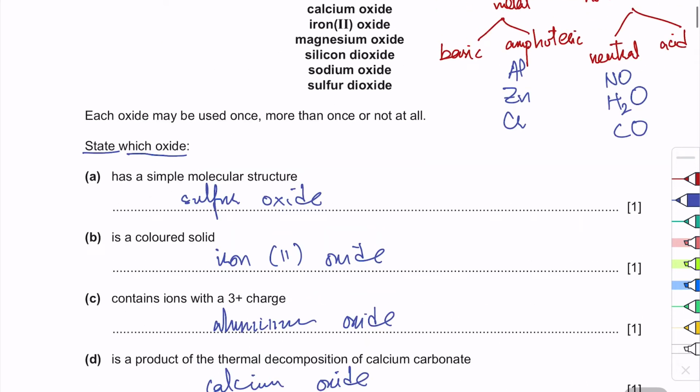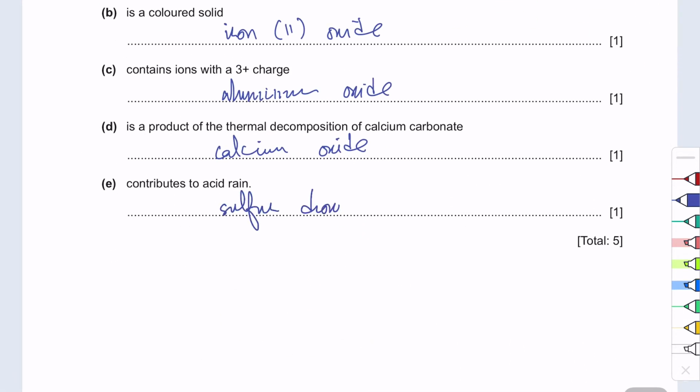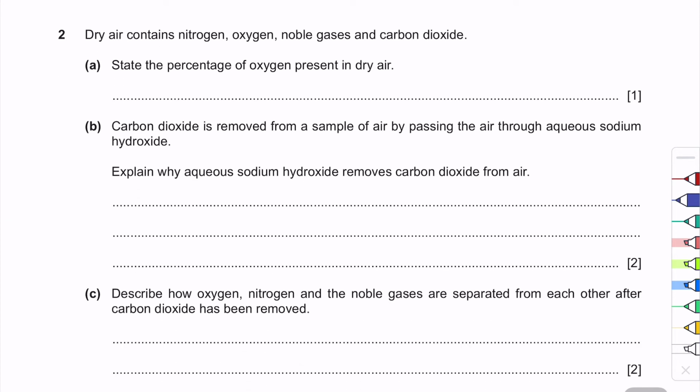Contributes to acid rain. We have already seen sulfur dioxide and that is the one. Dry air contains nitrogen, oxygen, noble gases, and carbon dioxide. State the percentage of oxygen, so that is 21%. IGCSE people can also write 20%. Carbon dioxide is removed from a sample of air by passing it through sodium hydroxide. Because carbon dioxide is acidic, it will react with sodium hydroxide and neutralize it.